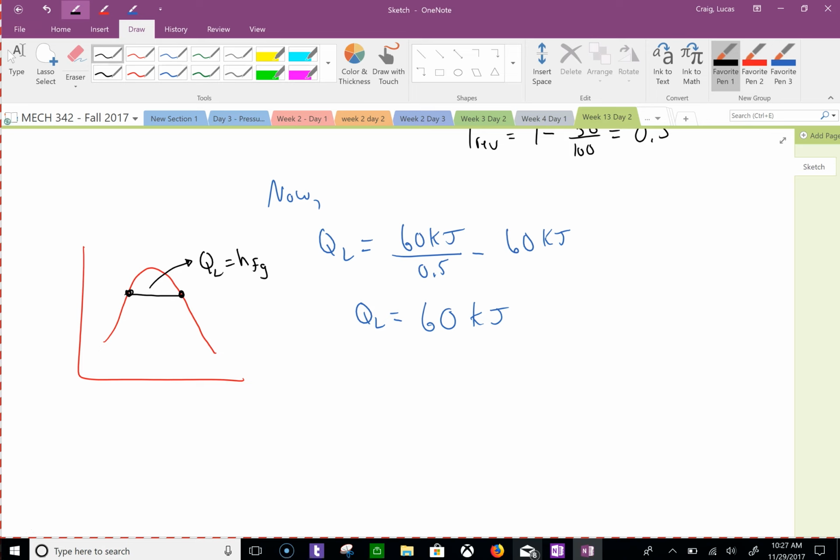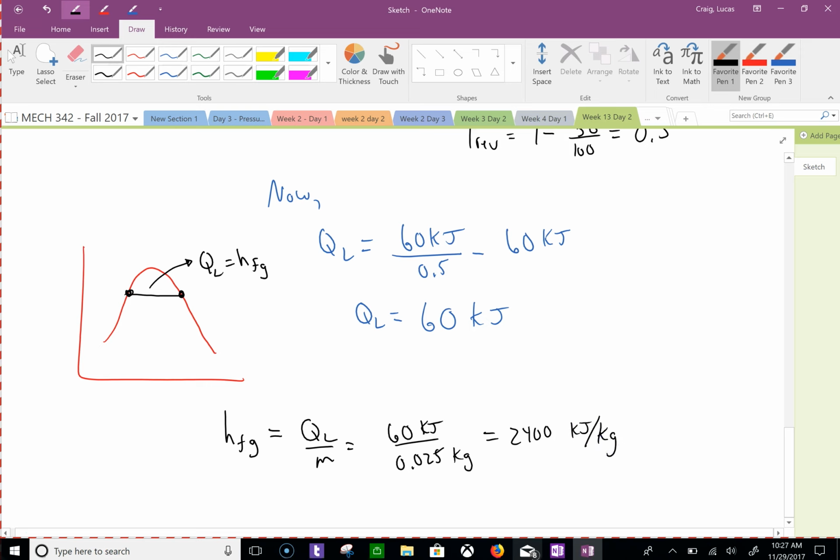So how do we find HFG? What are the units on H? Kilojoules per kilogram. So this would be QL over M, right? I don't think there's one like this on the homework. Sorry, but I wanted to show you this so you get an idea of what HFG is. So you get 2,400 kilojoules per kilogram.